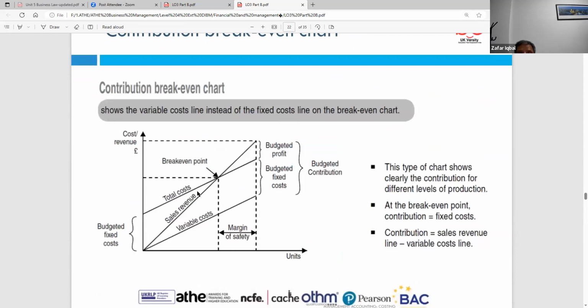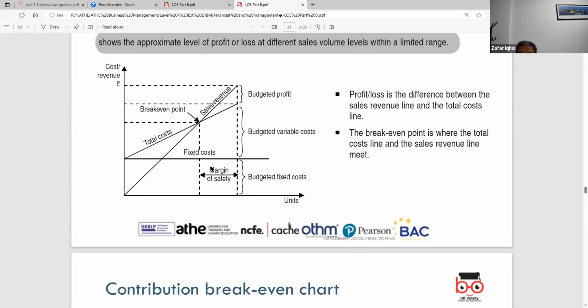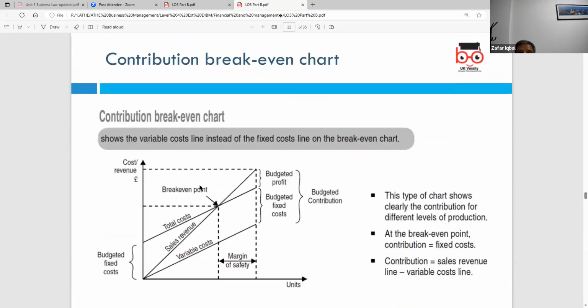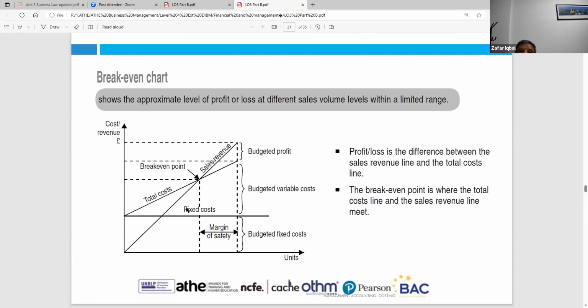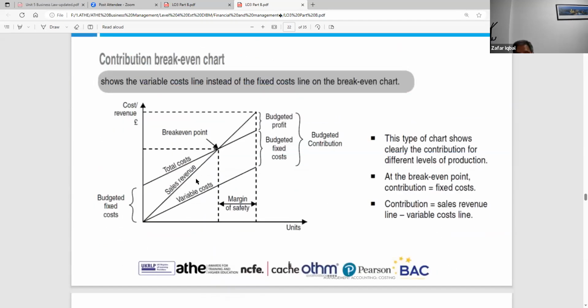Now the contribution you can show a bit differently, because this graph shows you the total costs. This graph shows you the contribution break-even chart, whereas the other graph shows you the break-even chart as a whole, not the contribution, in other words the total cost. This will only show you the contribution break-even chart, and this is a little bit different. This shows you per unit contribution, or the contribution concept, and this will give you a different break-even point.